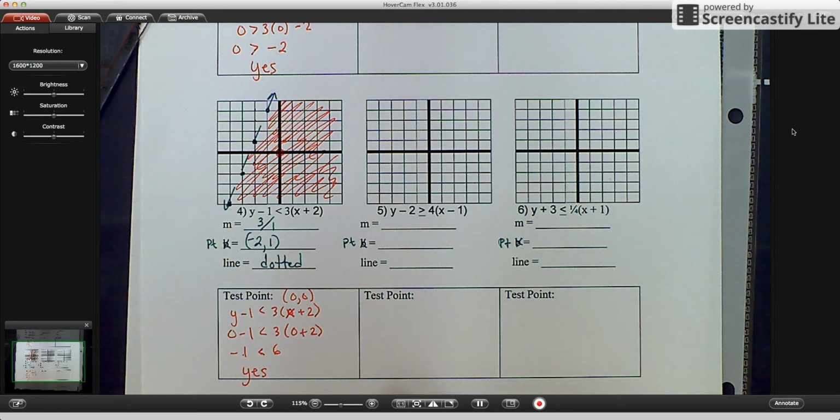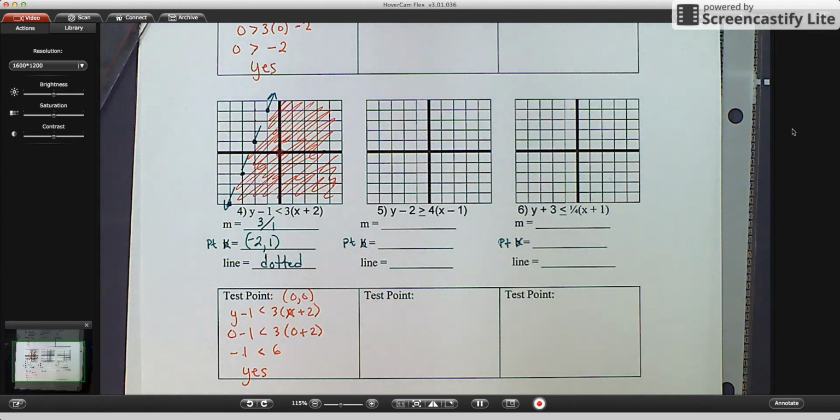Okay, and again, why don't you do number 5 and why don't you do number 6 for your homework and bring them in and we'll check the answers tomorrow.